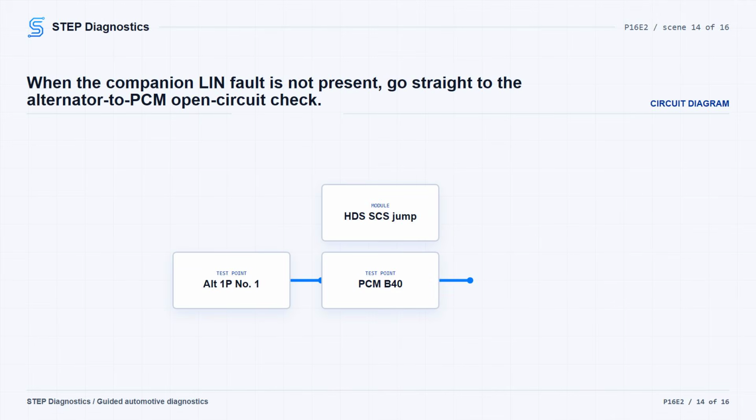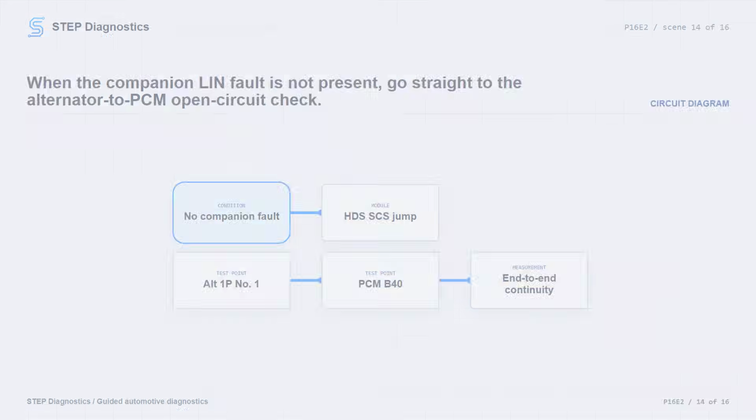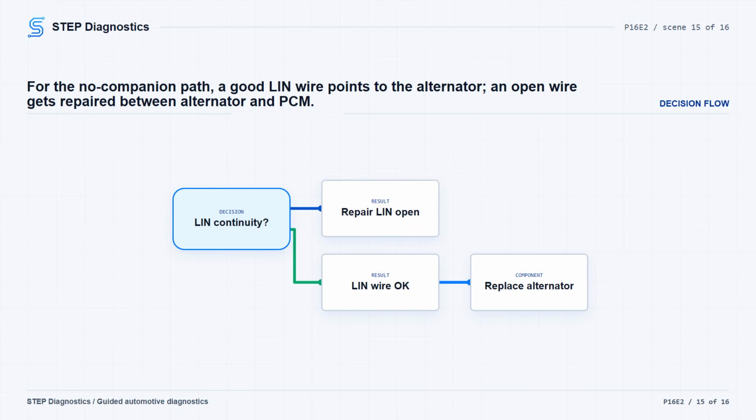If the companion fault was not present earlier, the path goes directly to an open circuit check. Turn the vehicle to the OFF lock mode, jump the SCS line with the HDS and wait more than 1 minute. Disconnect the alternator 1P connector and PCM connector B, 51P, then check continuity between alternator 1P connector terminal No. 1 and PCM connector B terminal No. 40. If there is continuity, the LIN wire is OK, and the path calls for replacing the alternator. If there is no continuity, repair the open in the LIN wire between the alternator and PCM terminal B40.